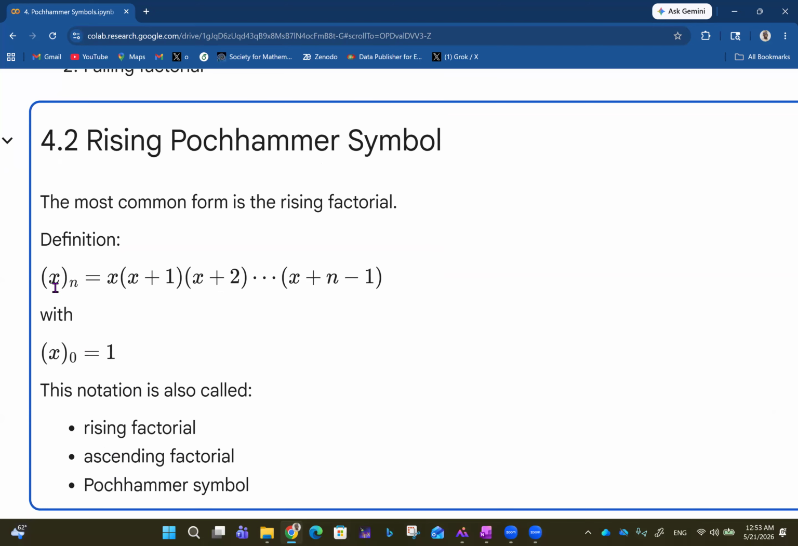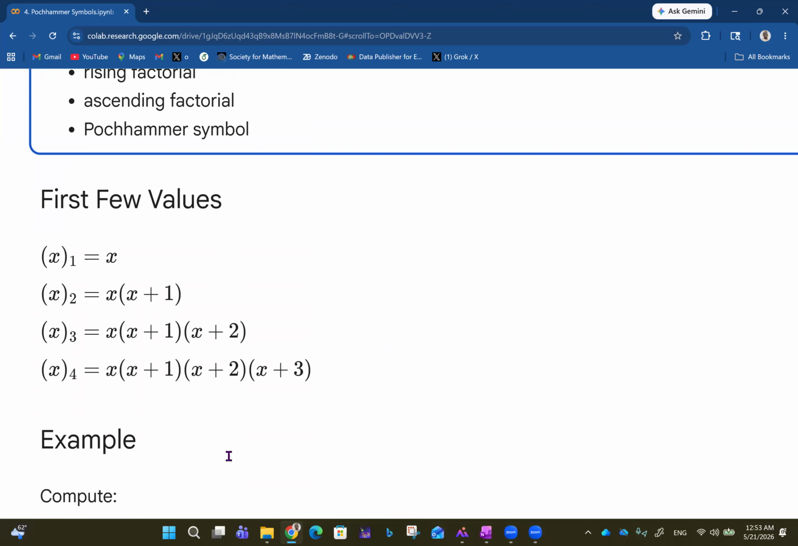So you start from wherever you're at. Instead of starting from 1, like factorial, you start from whatever number you're starting with, and you go as many steps as you have n. So x sub n would then be x times x plus 1 times x plus 2, up to x plus n minus 1, as you go n times like that. With x sub 0 equals 1, as you're going to see soon. This notation is also called the rising factorial, or the ascending factorial, or simply the Pochhammer symbol. So let's see the first few examples.